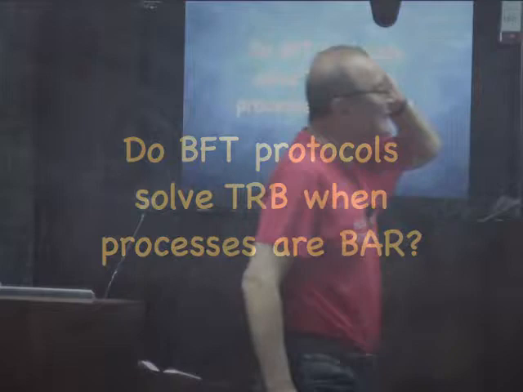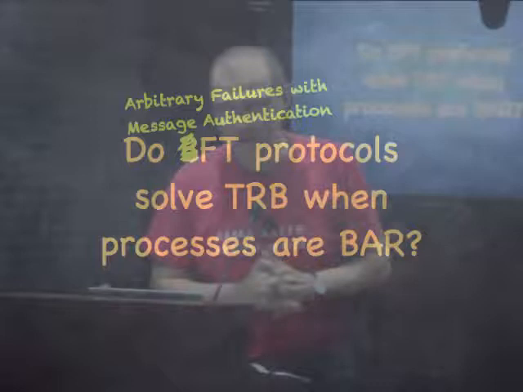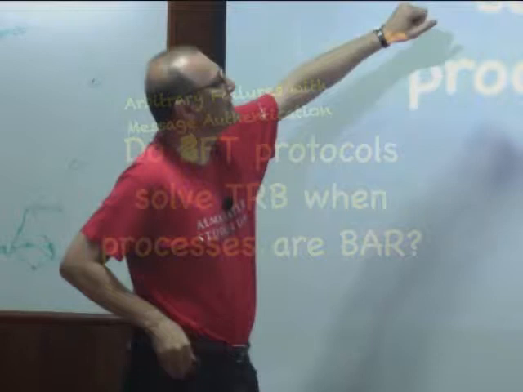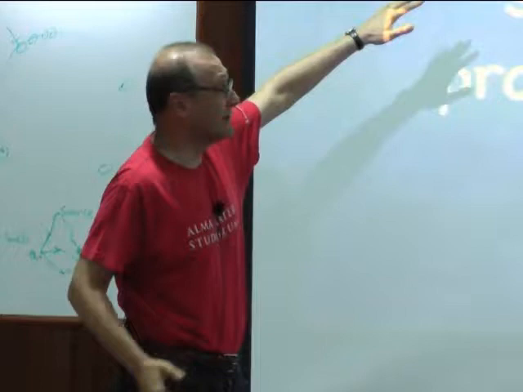So one thing that I may ask is, is it the case that the BFT protocols that we know solve TRB when processes are BAR instead of simply Byzantine? Actually, I'm going to solve a slightly different problem, in which I'm going to use a model in which nodes are allowed to deviate arbitrarily, but I'm going to use a stronger assumption about the way in which they interact with each other. I'm going to use a model that Lamport actually introduced. It's called arbitrary failure with message authentication.